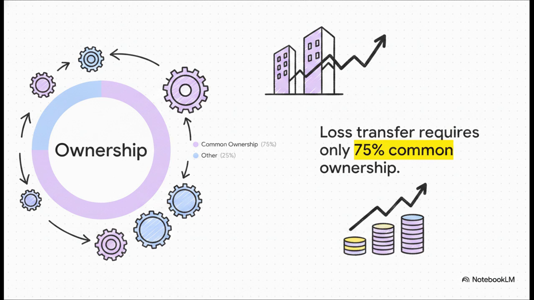For bilateral tax loss transfer, the common ownership requirement drops down to 75%. You only need 75% common ownership between the two entities transferring the losses, compared to that massive 95% barrier we saw for the full tax group. This makes it so much more accessible for things like joint ventures or subsidiary structures where maybe the parent company has taken on some outside investors, but still holds a strong 3/4 majority.